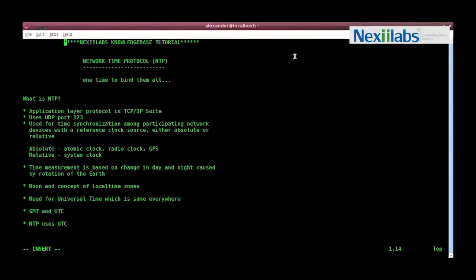Absolute time sources could be atomic clocks, radio clocks, or GPS receivers that receive time from an atomic clock in a satellite. Relative time sources could be our operating system clock.